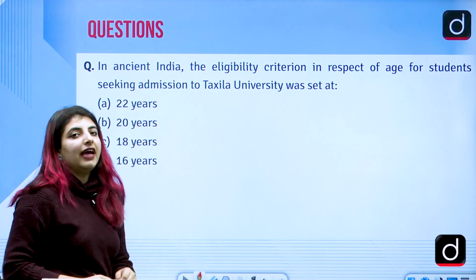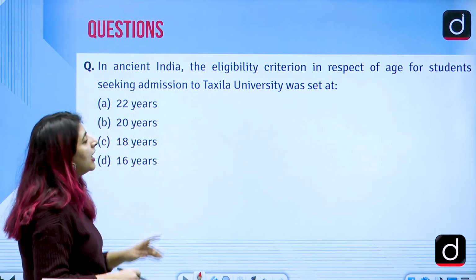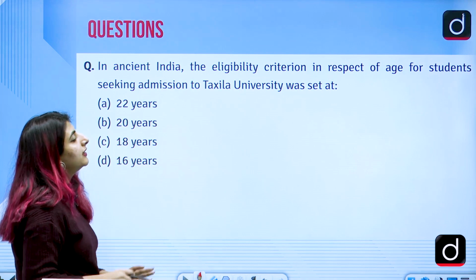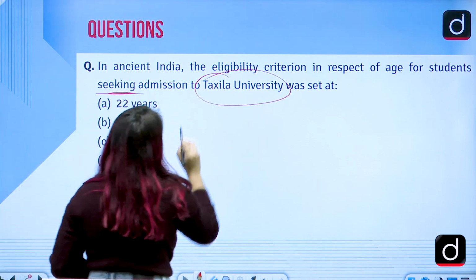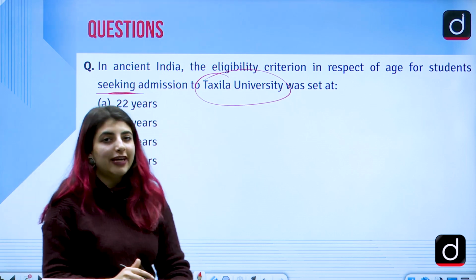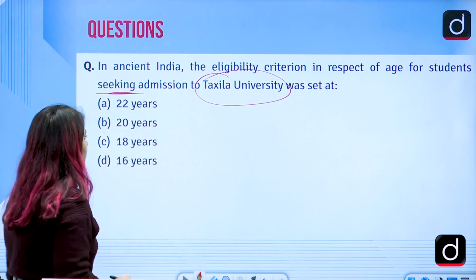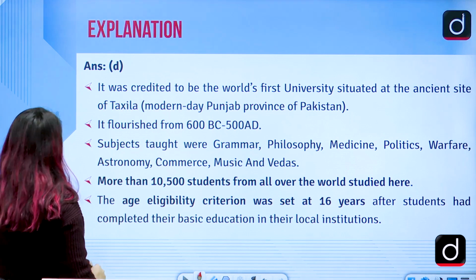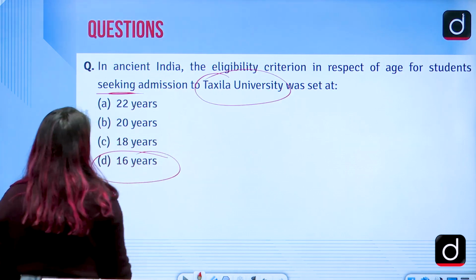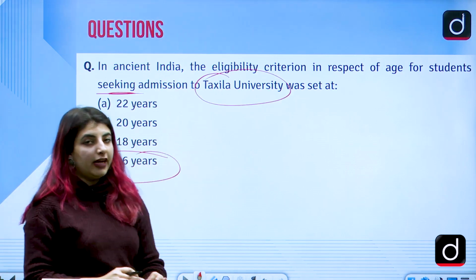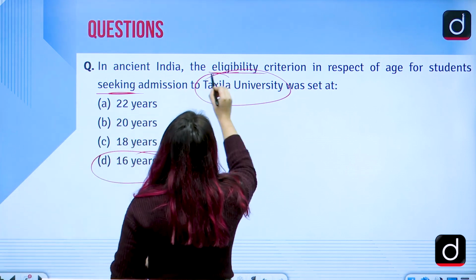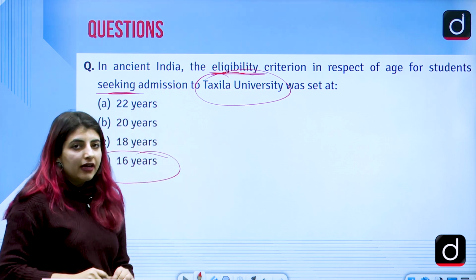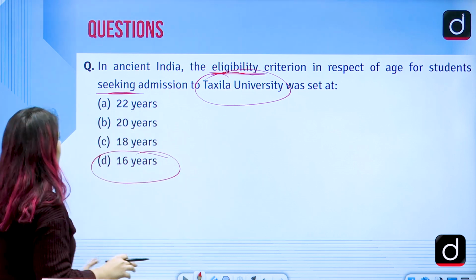The next question that we have here is: in ancient India, the eligibility criterion in respect of age for students seeking admission to Taxila University was set at what age? The answer to this question is option D, that is 16 years. It means that you need to be 16 years of age if you want to be eligible for being admitted to a college or a university.